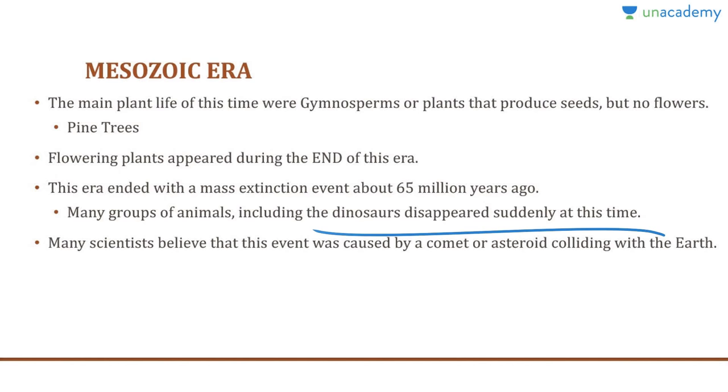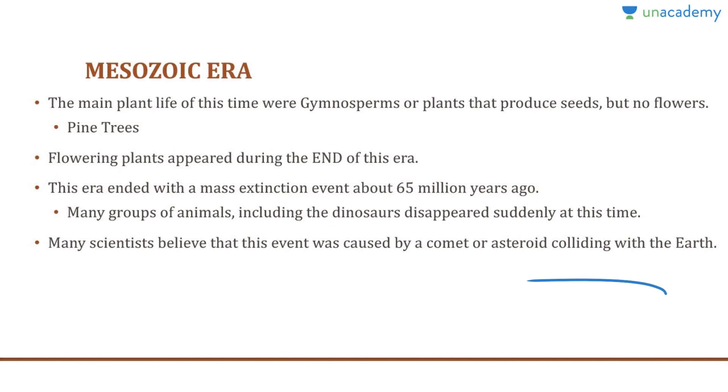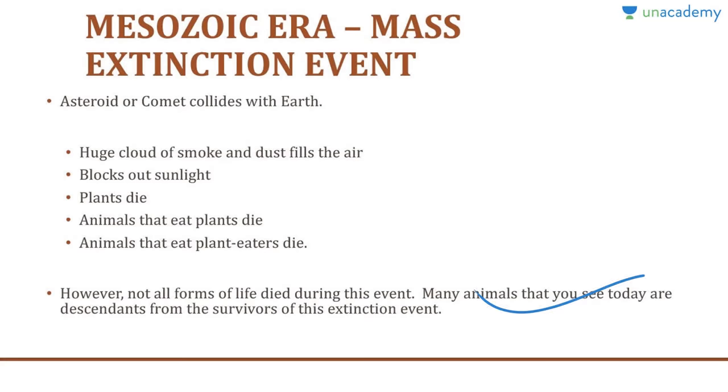Now, the reason for this mass extinction: many scientists say that a comet or an asteroid might have collided with Earth, and that might have led to the mass extinction. This asteroid or comet might have led to a huge cloud of smoke and dust. It might have blocked the sunlight, plants might have died, then animals that eat plants might have died, animals that eat plant eaters might have died. So this is how the mass extinction at the end of the Mesozoic era took place.